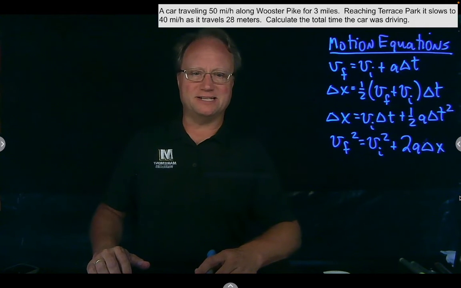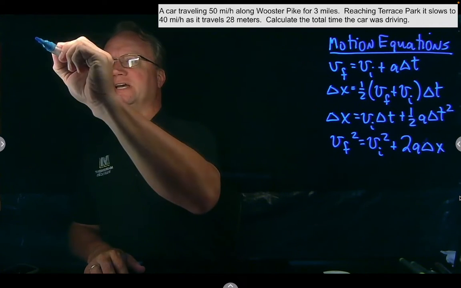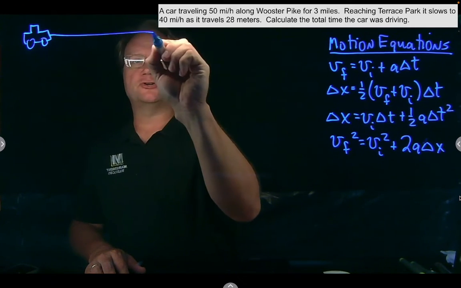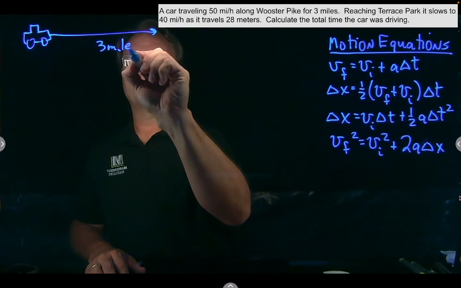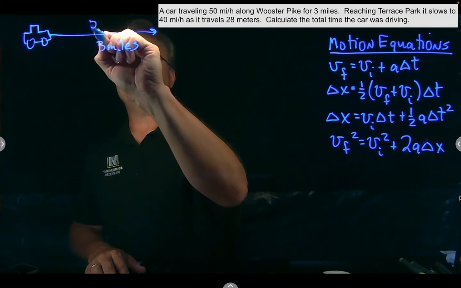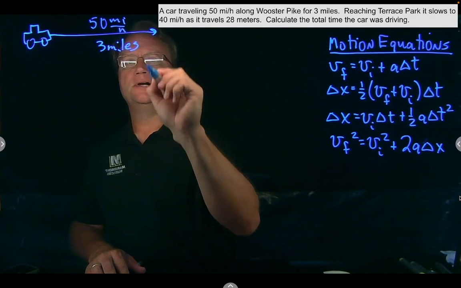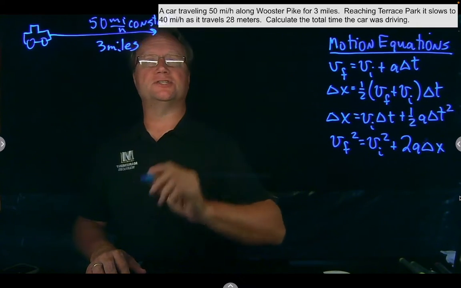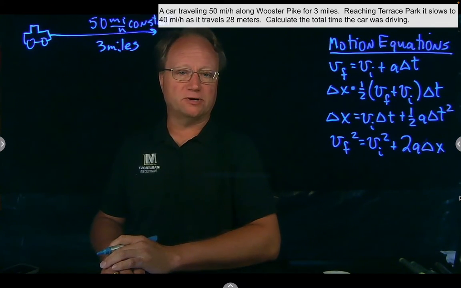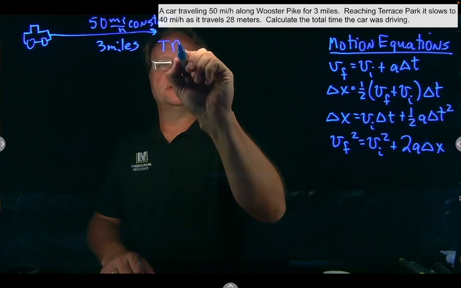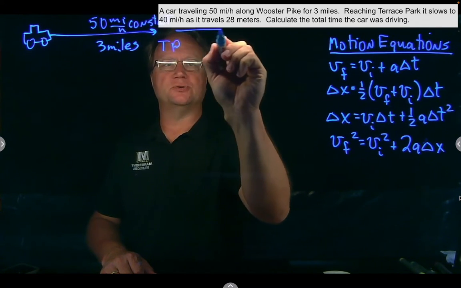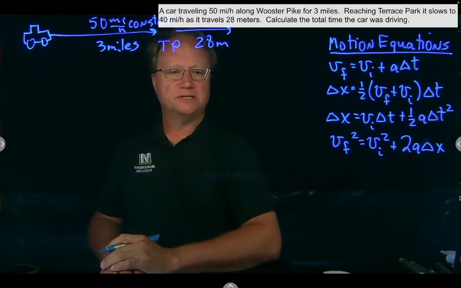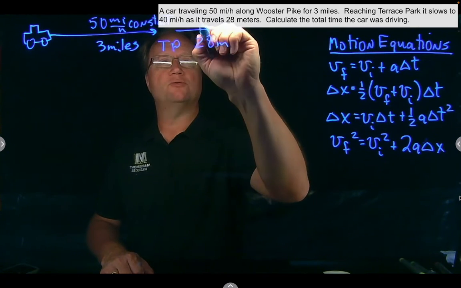Well, if we sketch out what we have, our car travels 3 miles at 50 miles per hour. But this 50 miles an hour is constant. It doesn't slow down. It's just traveling at 50 miles per hour. Now, when it reaches Terrace Park, then it slows down. So it continues to travel forward an additional 28 meters, and it slows down to 40 miles per hour.